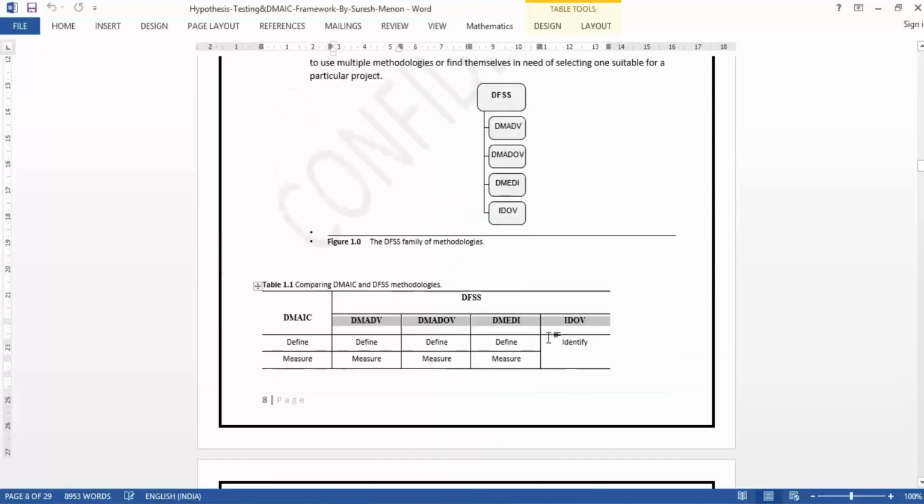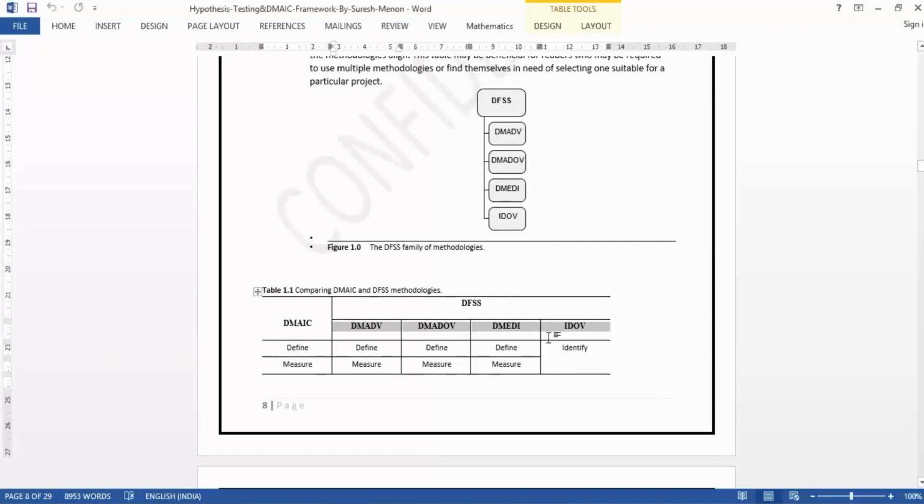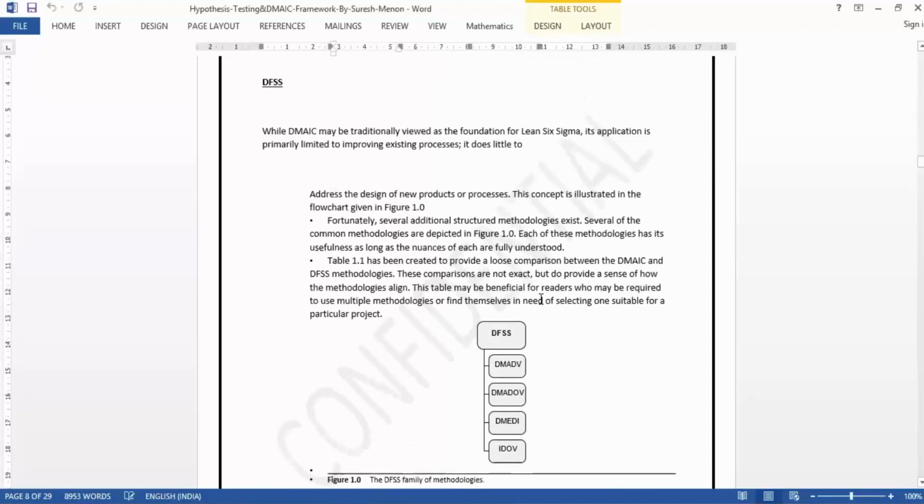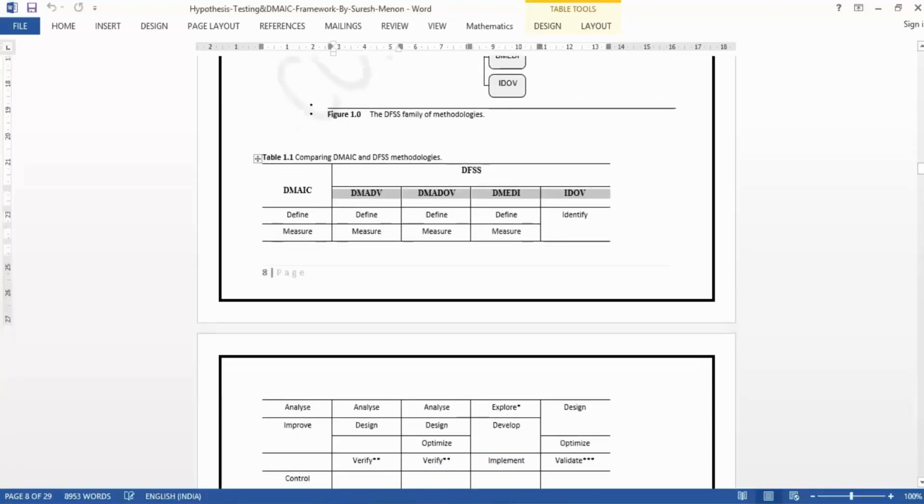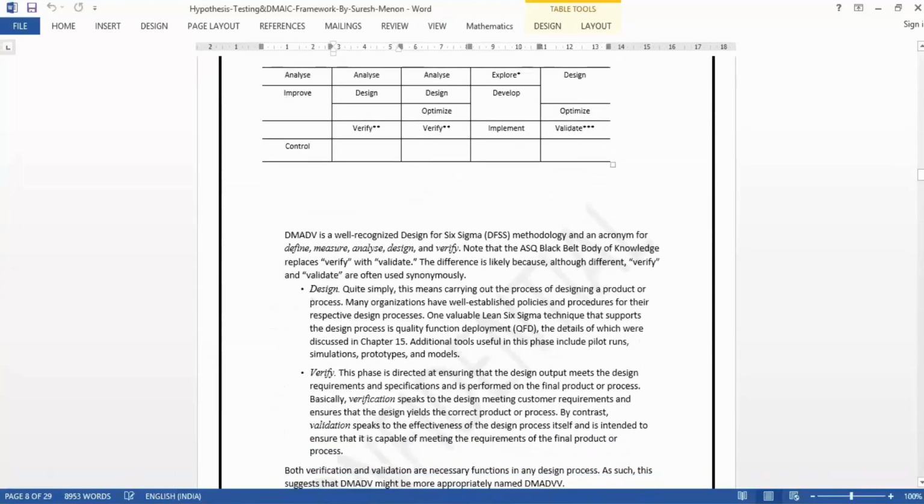Okay, what is DFSS? If you are appearing for the IASSC or the ASQ exam, from the examination point of view, I am giving you this. While DMAIC may be traditionally viewed as a foundation for Lean Six Sigma, its application is primarily limited to improving existing processes. So DMAIC is for existing processes. It does little to address the design of new products. So when it comes to design of new products or processes, we use DFSS, not DMAIC. And DFSS contains DMADV, DMADOV, DMEDI, and IDOV. This document I have shared with you. Please check your emails and have a look at it.